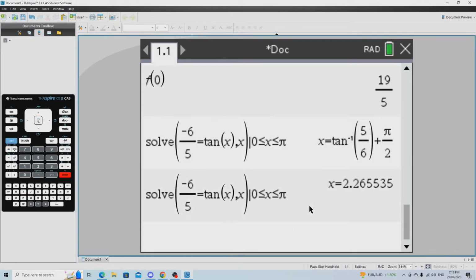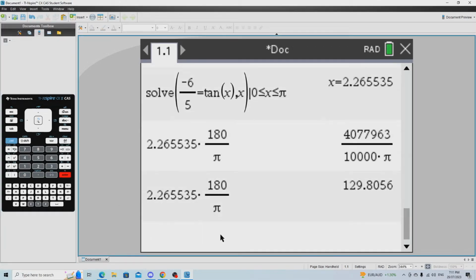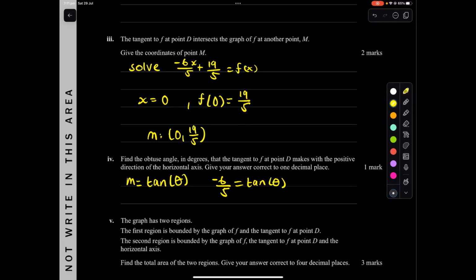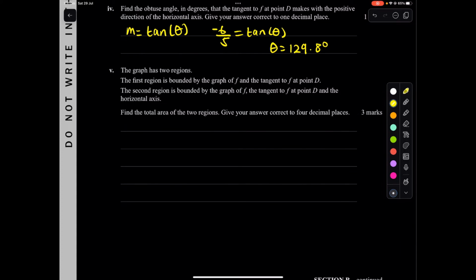So we get x equals this, but that's in radians, and we want it in degrees, so we'll multiply it by 180 over pi. That gives us 192 point. So to one decimal place, your theta, the obtuse angle, is 192.8 degrees.